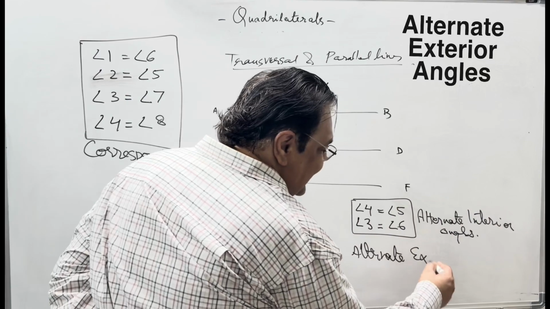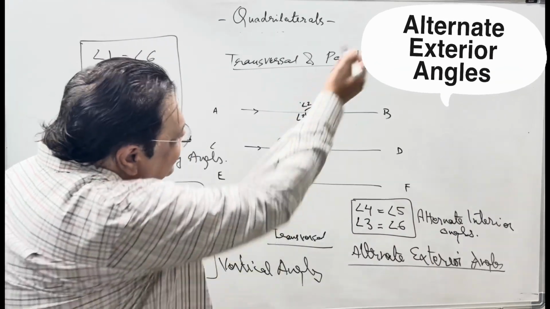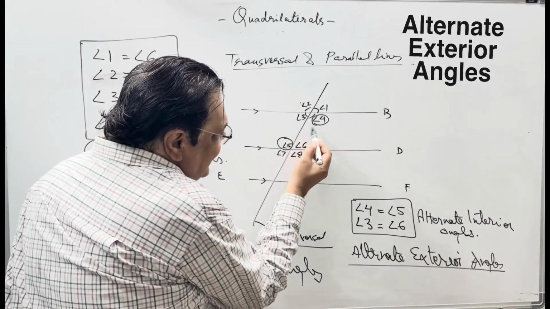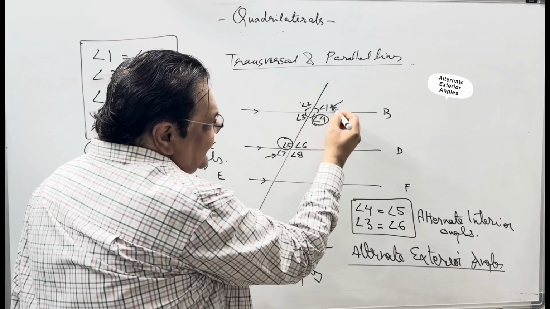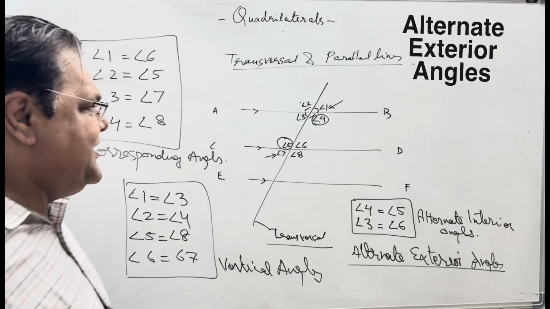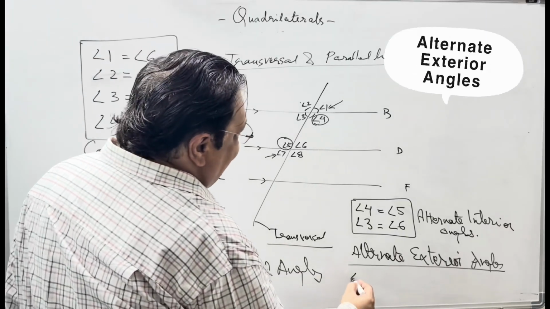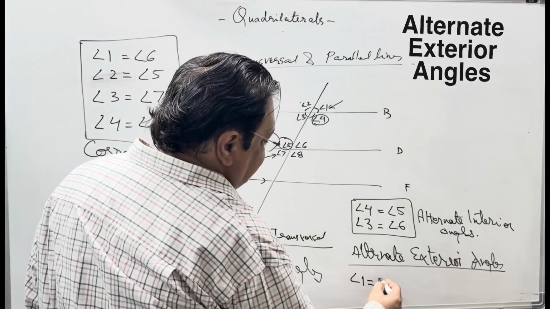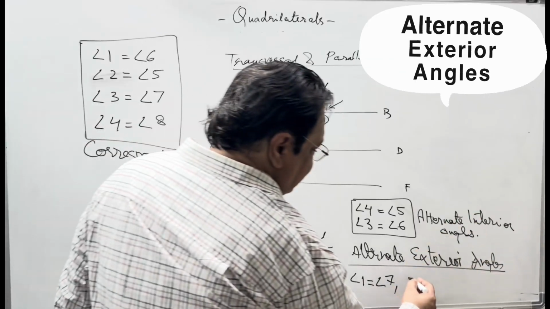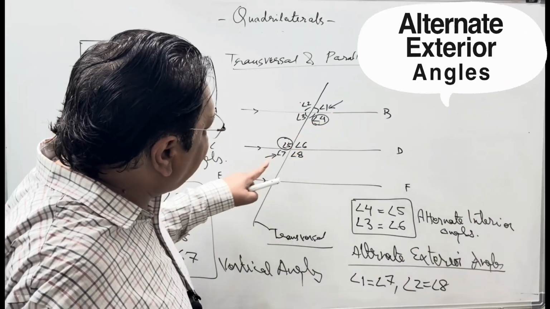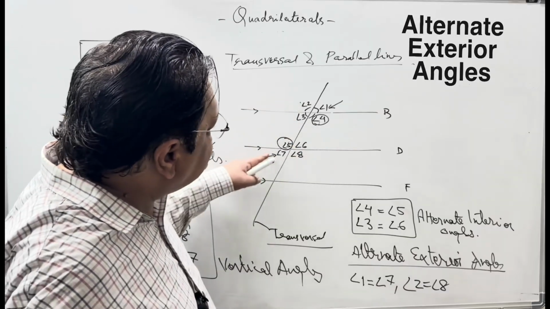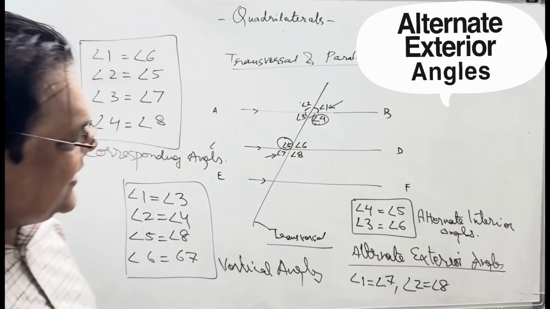Let us check alternate exterior angles. That means these are alternate interior and these are alternate exterior. So angle 2 is equal to angle 8. 1 is equal to 7. 8 is equal to 2. 7 is equal to 1. So these are alternate exterior angles.